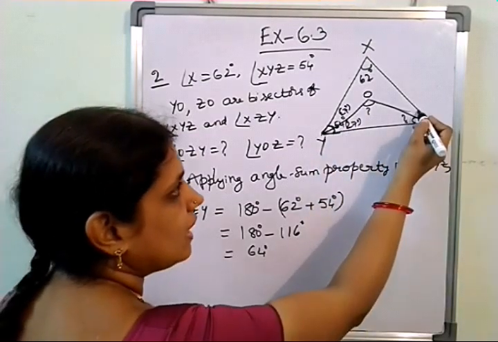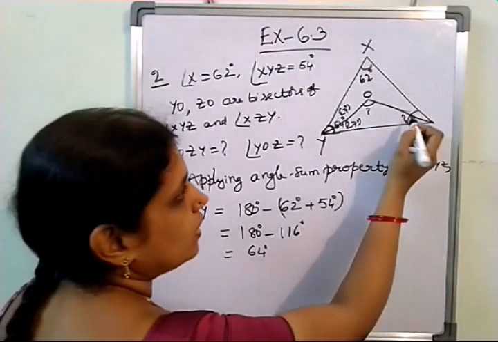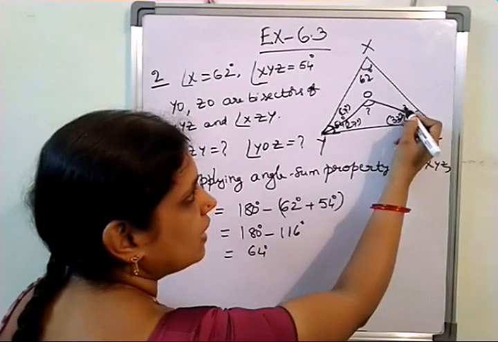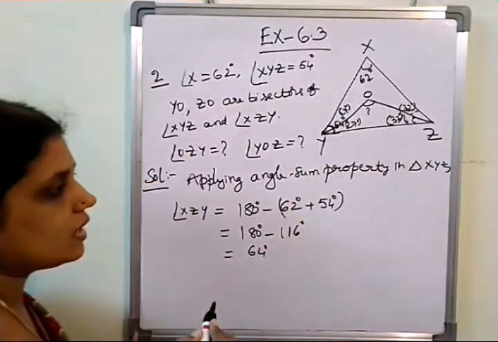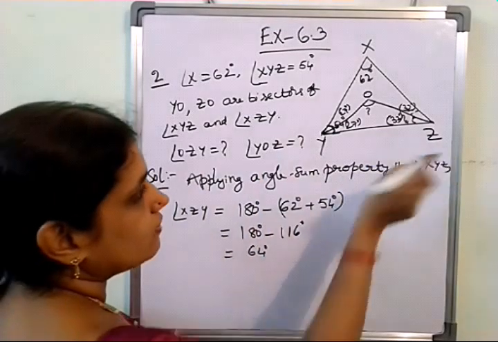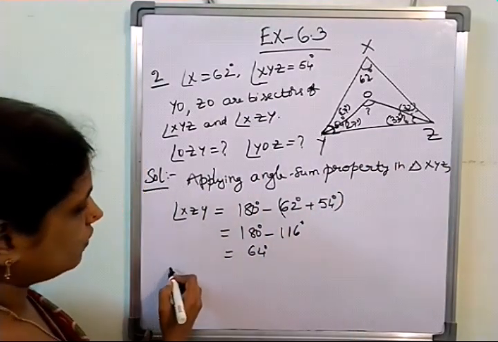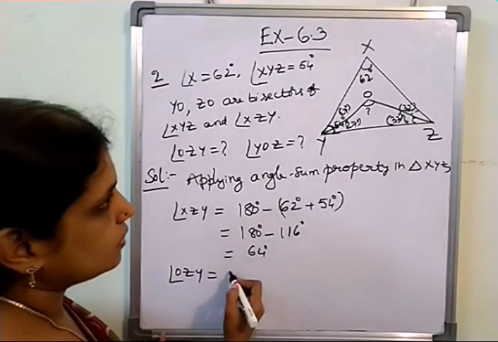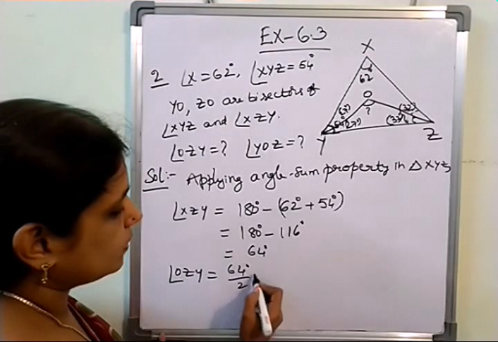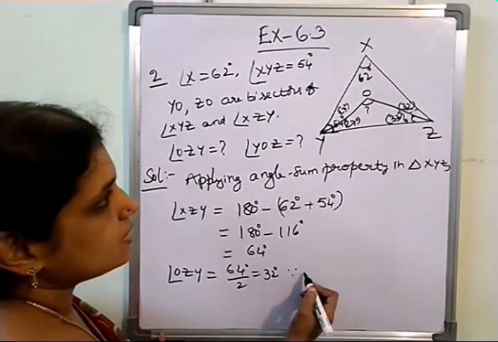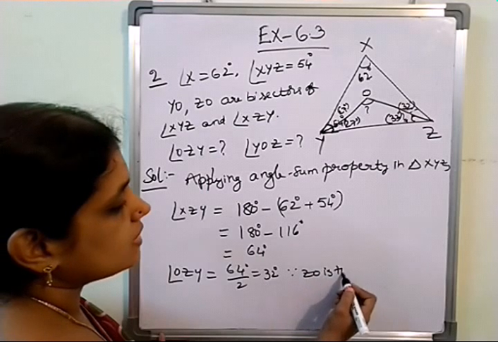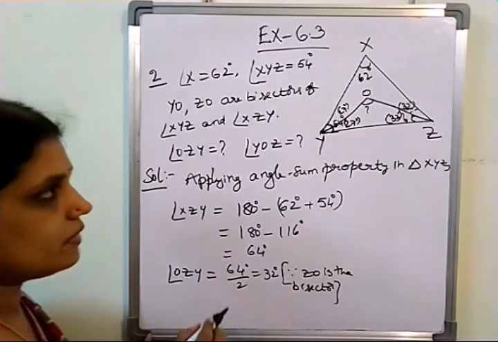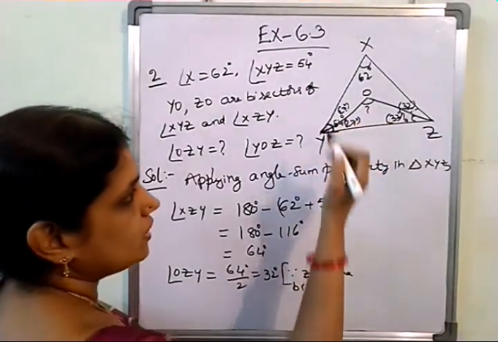Just like that, this big angle is 64. So what is this each angle? Since ZO is the bisector, here 32 you will get and here also 32 you will get. Okay. So angle OZY, one we got it also. Okay. Here what you can write? Angle OZY equal to 64 degrees by 2, that is 32 degrees, since ZO is the bisector. So here one we got. Next angle YOZ you have to find out.